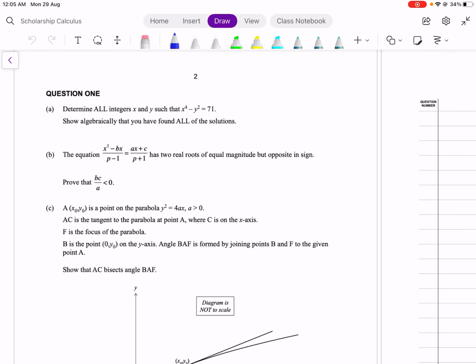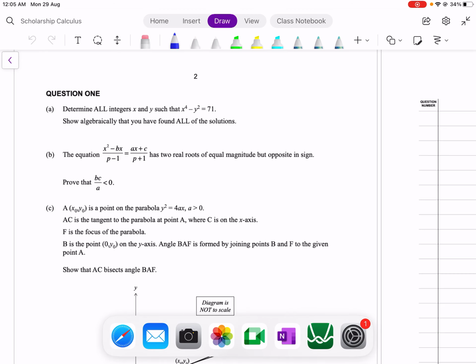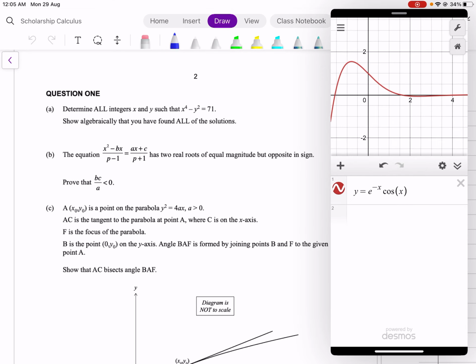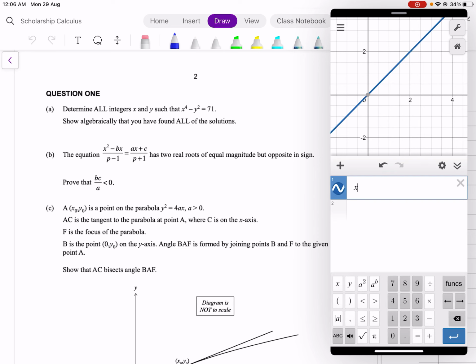Okay, so the first question, it's kind of a weird problem. We've got one equation with two unknowns, and we're asked to find all the solutions. So you start off thinking, well, there's an infinite number of solutions. Let's just have a look at the graph. Got x to the 4 minus y squared equals 71. It's kind of hyperbolic.